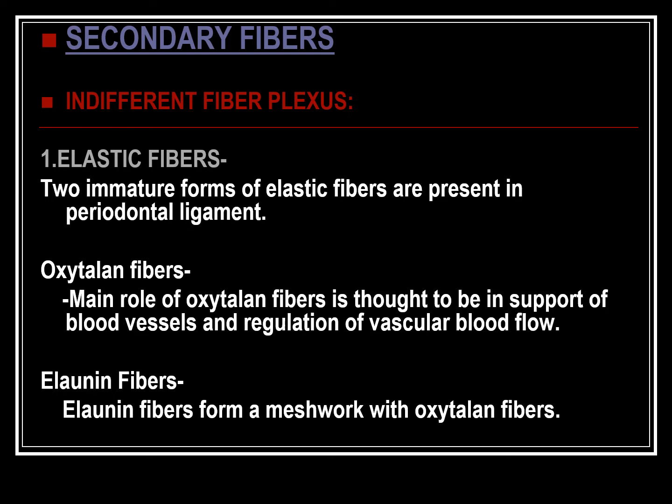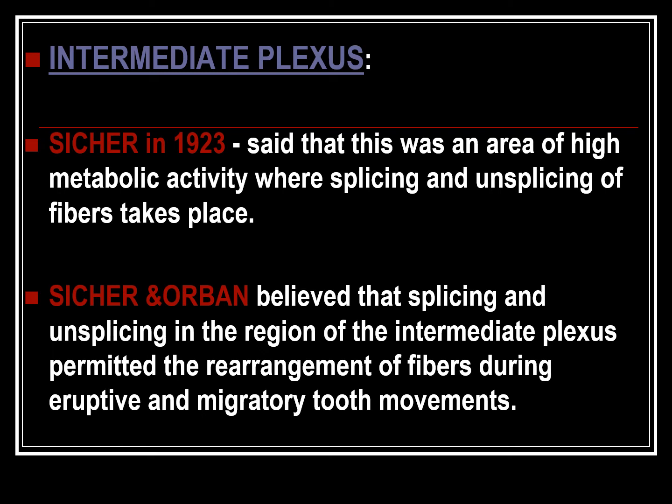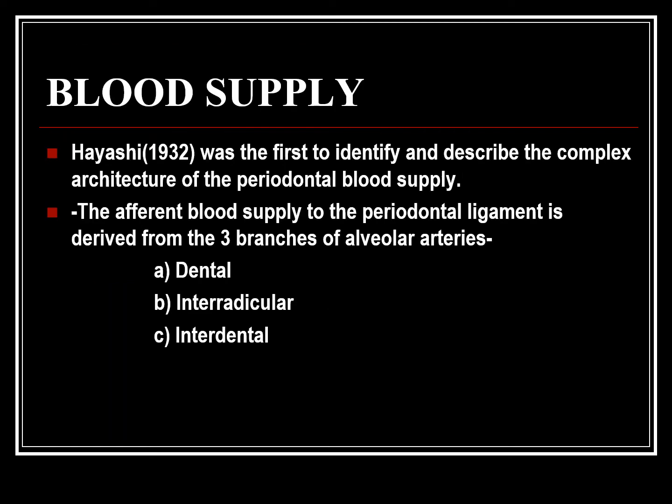Now, secondary fibers. The secondary fibers are the indifferent fiber plexus, which comprises elastic fibers, oxytalan fibers, and the eluanin fibers. Next is the intermediate plexus, which is also a part of the secondary fibers. It has been said by Sicher that this was an area of high metabolic activity where splicing and unsplicing of fibers takes place.